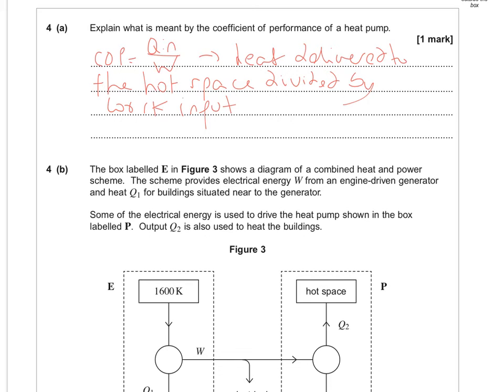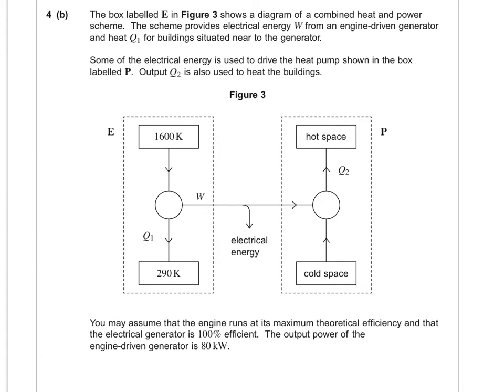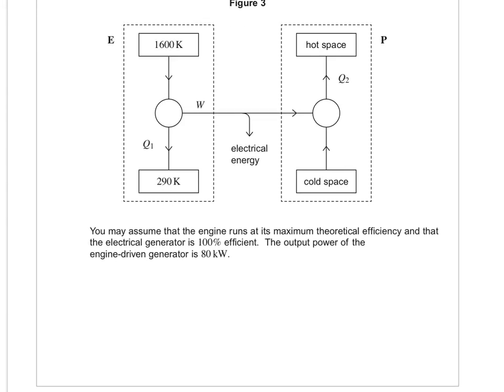Okay, and if it was a refrigerator, it would be the heat removed from the cold space, but it's not. It's being used as a heat pump, so it's the Q in, or the Q delivered to the hot space. Okay, box labelled E shows a combined heat and power scheme. It provides electrical energy W from an engine-driven generator, and it also supplies Q1 to some buildings. Some of the electrical energy is used to drive the heat pump, as shown in the box, and Q2 is also used to heat buildings.